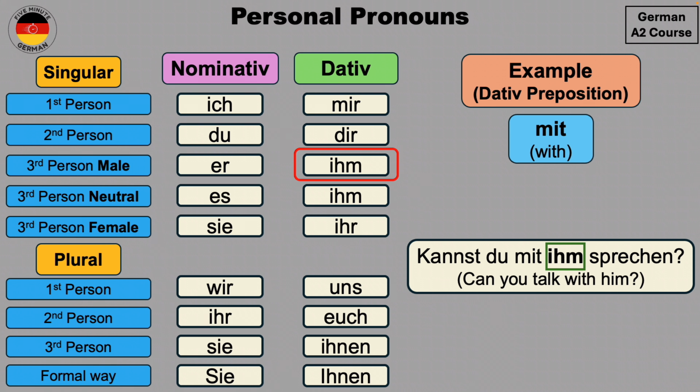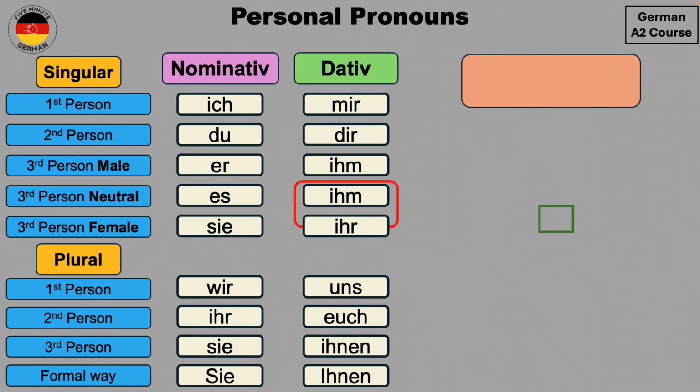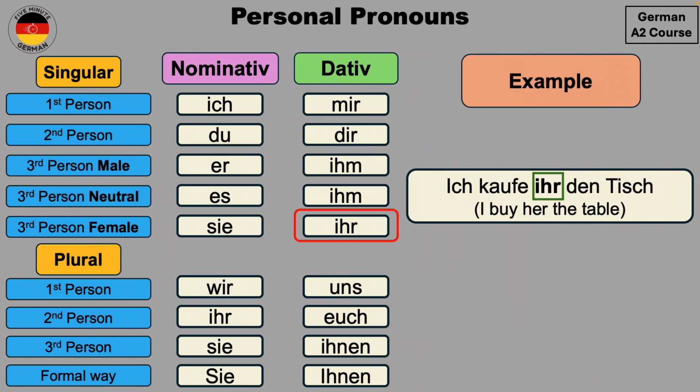And since the dative form for third person neuter is also ihm, the same sentence can have the meaning, can you talk with it? So in this case, I say maybe a child, because child is das Kind in German and it is neuter. So that's why we will use the same personal pronoun over here as well. Now for third person female, we can say Ich kaufe ihr den Tisch. I buy her the table. And over here, as ihr is the indirect object, we use the dative form.